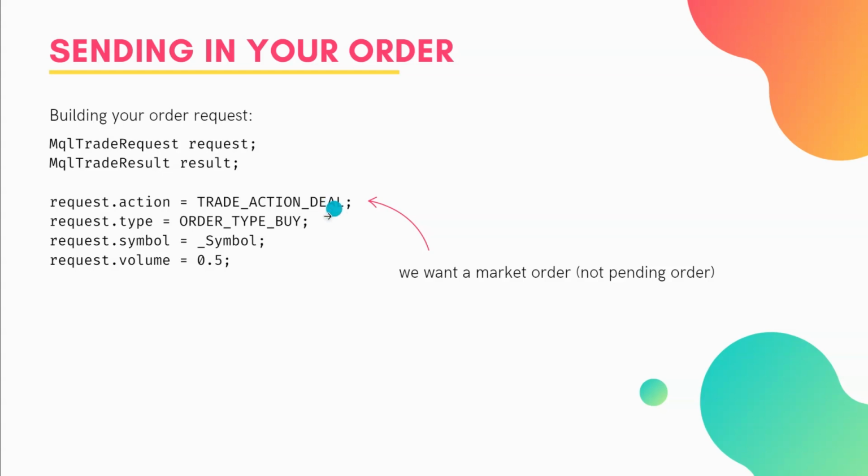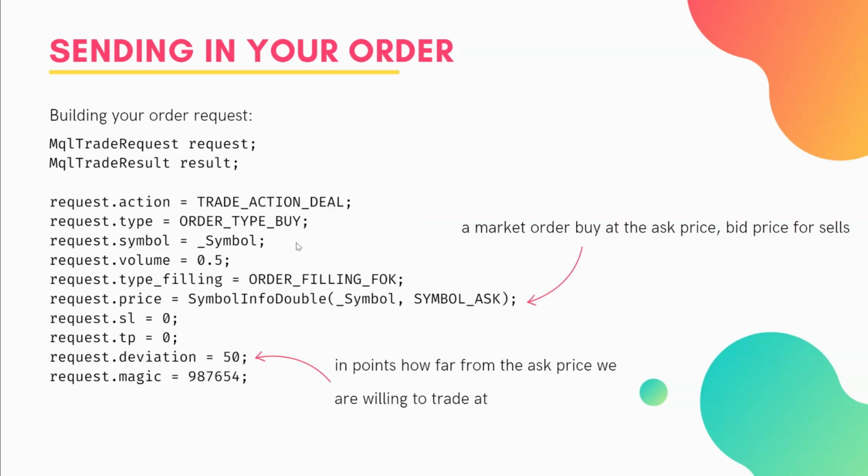So we want a market order. We want it to be a order type by order. We put in the symbol. In this case, we use the predefined variable _Symbol, which is the current symbol that this expert advisor is loaded onto. You could, of course, put a string in there for the symbol specifically. And then the volume, which is a double, so it has a decimal place, and this will be in lots, however lots is defined on your server.